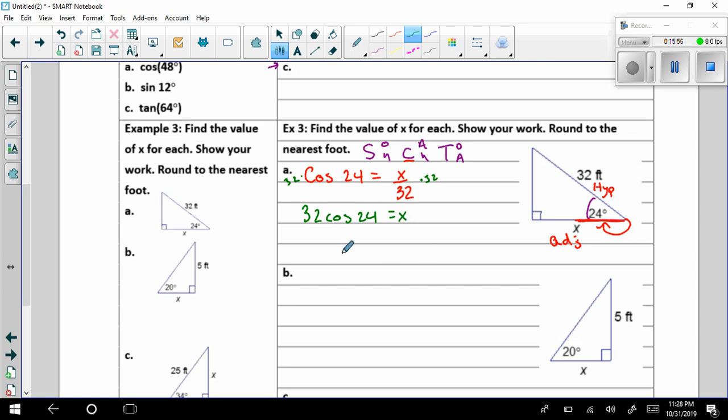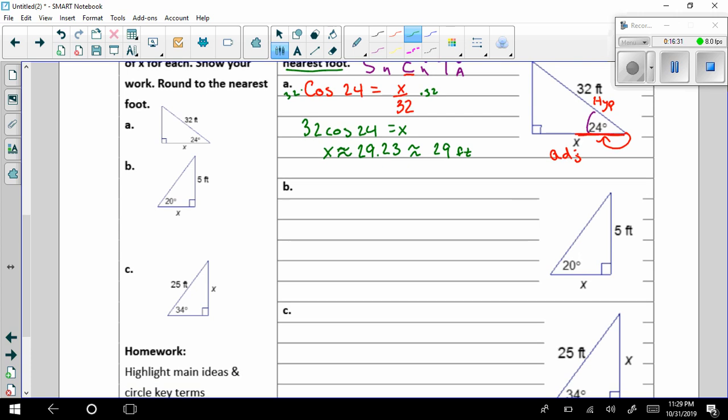And once you get to this step, you can just type that into your calculator exactly how it is. And this says round to the nearest foot. So x is equal to, or approximately, excuse me. Okay, so I got 29.23, which rounds to 29 feet. Okay. The next one's a little bit different. So let's go ahead and set that one up.